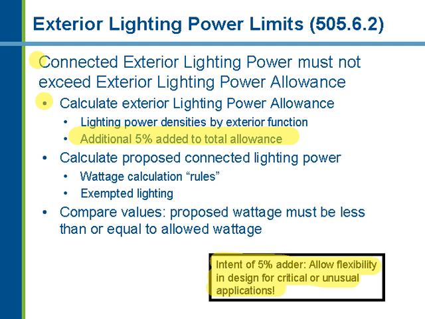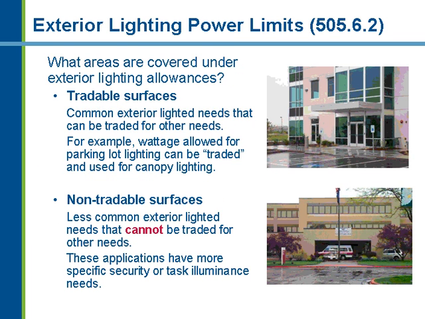Second step, of course, is to calculate what you're planning on putting in as part of your design. And there are, again, some wattage calculation rules. And there is some exempted lighting, some lighting systems or functions you don't have to include in your connected lighting power. Then, of course, you compare the two values, and your proposed wattage must be less than or equal to the allowed wattage for you to comply. So let's look at what's included in the allowances.